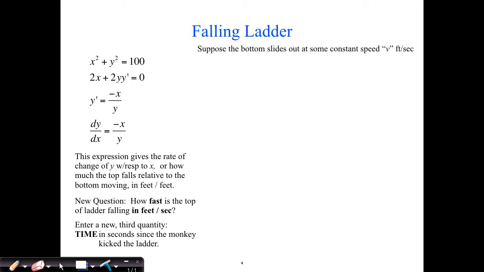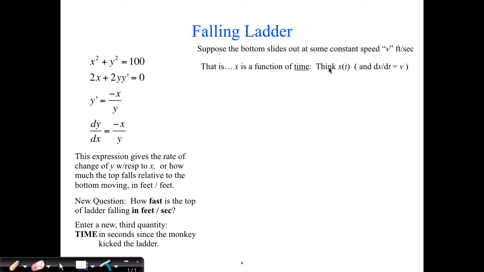But suppose that the bottom of the ladder, when the monkey kicks it, somehow is able to slide out at a constant rate. Now, it's kind of unusual. Maybe the floor is waxed just right and has enough bumps in it so that it gets kicked and the bottom slides at a constant pace. But just to simplify this problem and set aside issues of physics for a moment, suppose the bottom is sliding out at a constant rate of change with respect to time, and we'll call that rate v feet per second, like v for velocity.